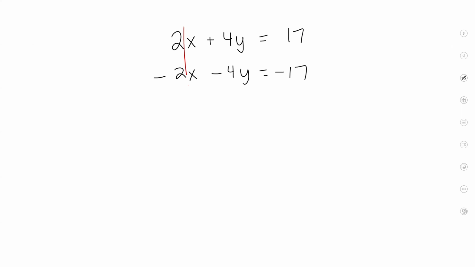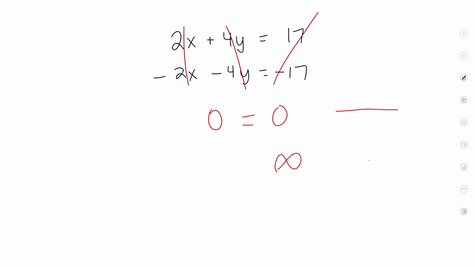So let's pretend I have 2x plus 4y equals 17, and I have negative 2x minus 4y equals negative 17. Do you guys see that those cancel out? These cancel out. So on this side, I just have 0. And this side cancels out. What does that mean? There's infinitely many solutions, okay?